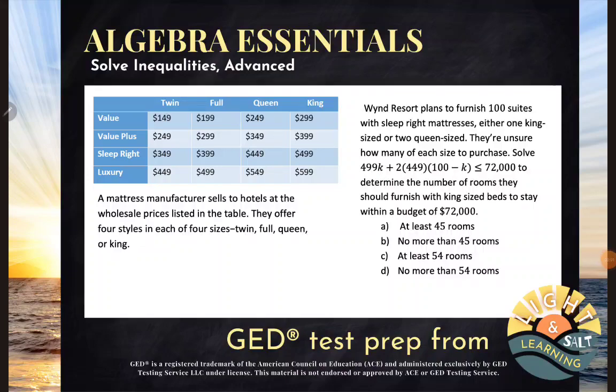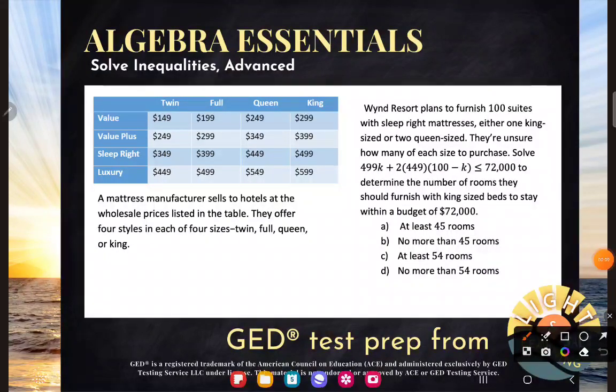Hello, algebra students. First step here, as we often say, is breathe. It's not as bad as it looks. So let's give it a read here. A mattress manufacturer sells to hotels at the wholesale prices listed in the table. Okay, there's a bunch of wholesale prices. They offer 4 styles in each of the 4 sizes: twin, full, queen, or king.